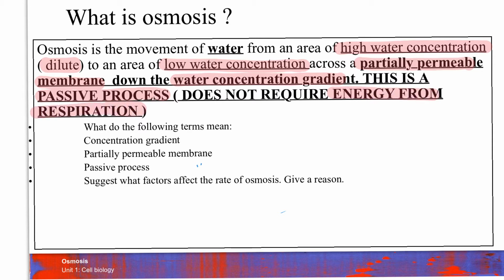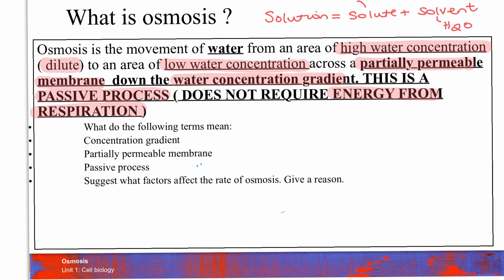So there's a few key things that we need to pick up on here. So the first thing is, what do we mean by high and low water concentration? Well, we know that solutions are made up of two things. Solutions are made up of a solute and a solvent, and a solute is the thing that is dissolved, and the solvent is the thing in which the solute is dissolved. So for instance, in our case, we're going to say the solvent is water and anything which is dissolved in water. So we could give some examples. So for example, sugar or salt. These could be things that make up the solute.